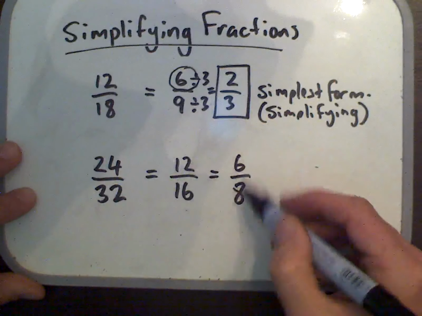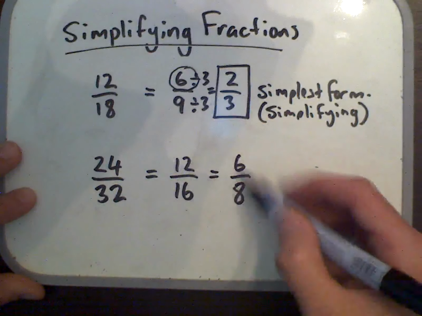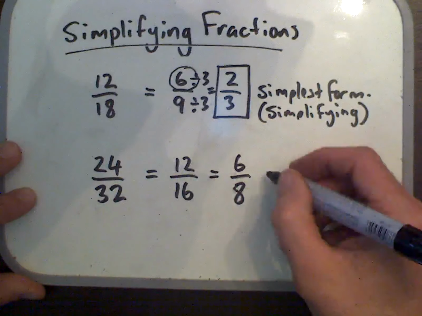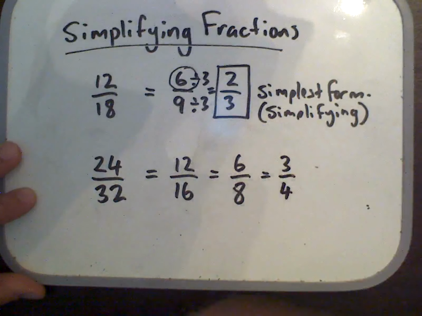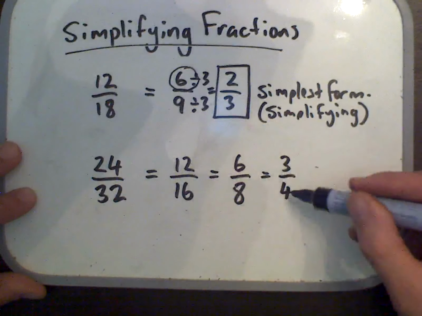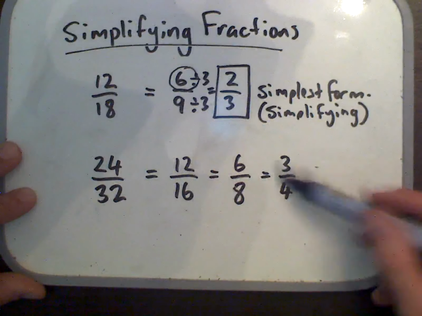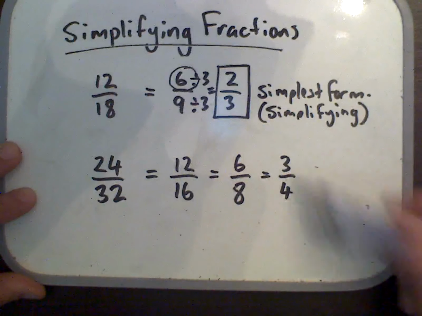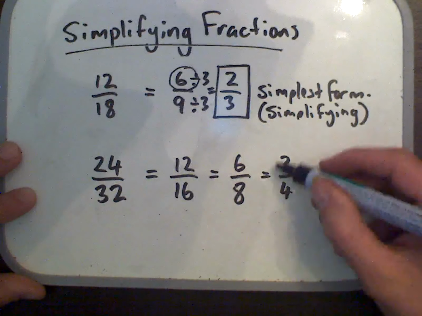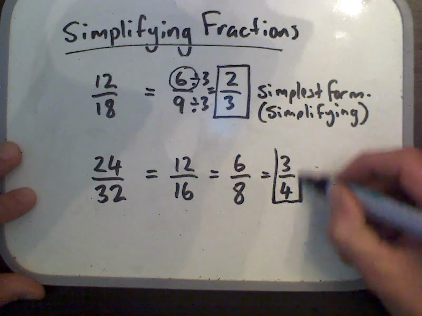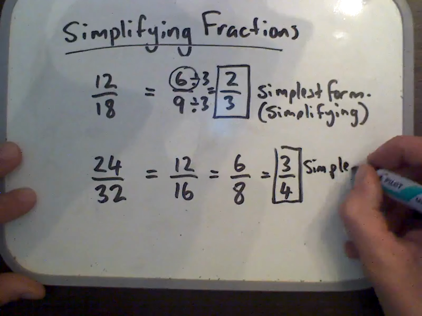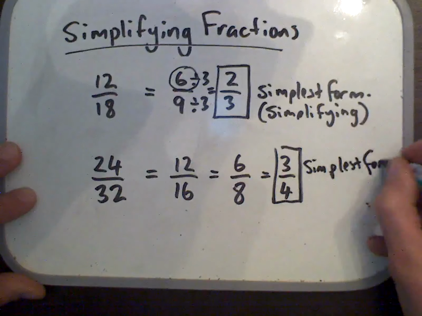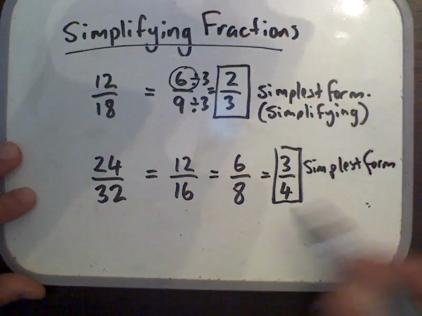Are both the numbers even? Good. So what do we do? We halve them. That's right. So we have 3 over 4. Can we halve 3 and 4? No, we're going to get 1.5 here. Now is there a number that goes into both 3 and 4? No. So what we have here is 3 over 4 in its simplest form. And again that's called simplifying fractions.